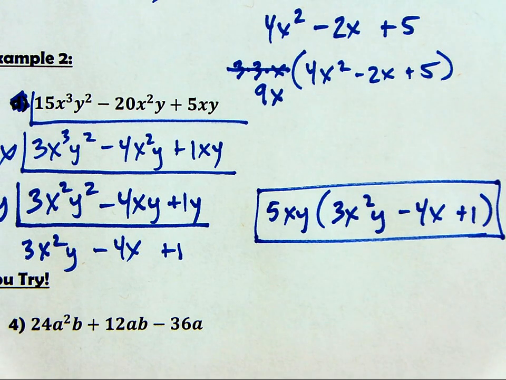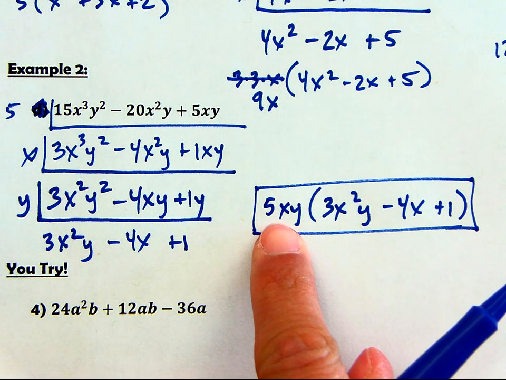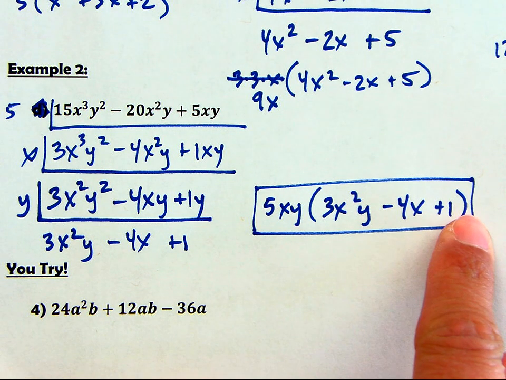Final factorization. Do you remember how you would check your answer? You would use the distributive property. You'd multiply the term on the outside with all three terms on the inside, and what you should get is what you started with.